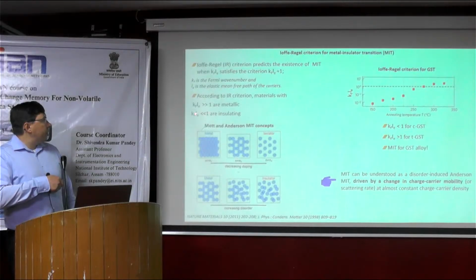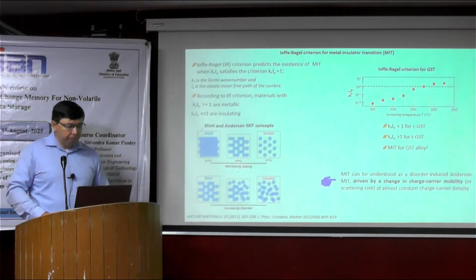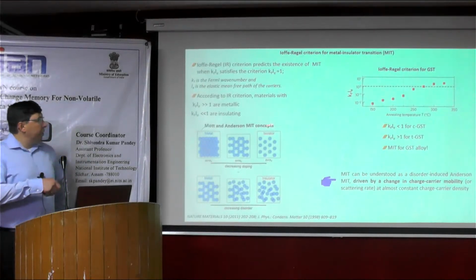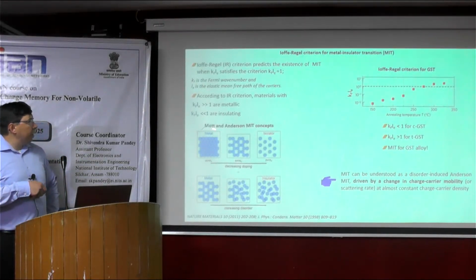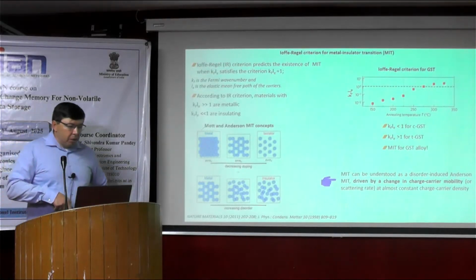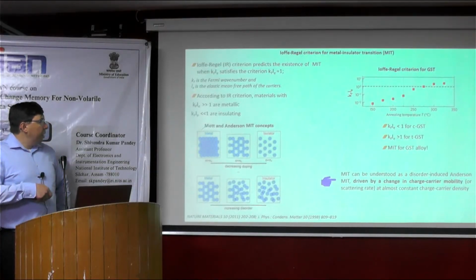And if it's lower than 1, this is an insulator, so it shows insulating behavior. There are two types of such metal-insulator transition. One is driven by Mott, and another is driven by Anderson. In the case of Mott MIT, you have a metal, and if you decrease the doping in this metal, you can go from the metal to the insulator.